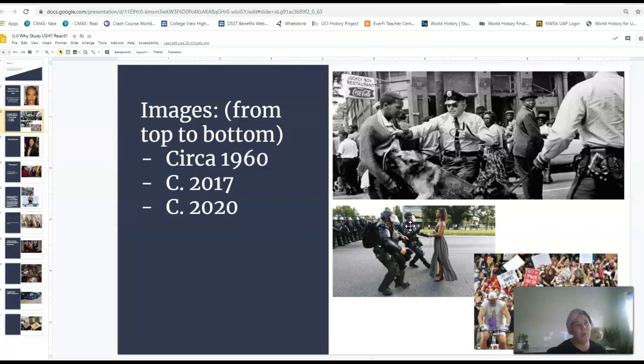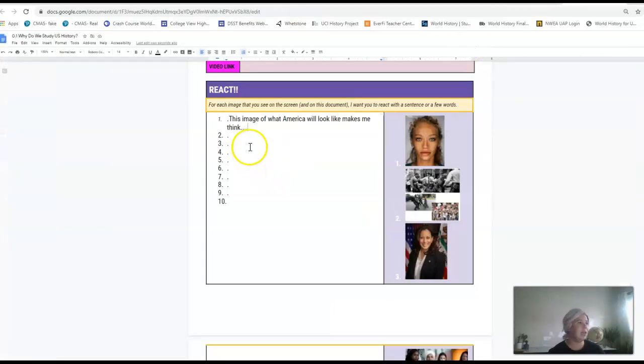So what about these suggest we need to study American history? Or what do we need to know? What do you know about these images? What do they make you feel right now? So respond to that here in number 2.